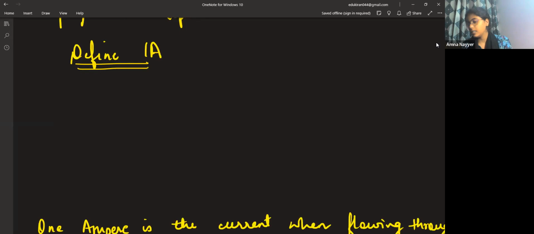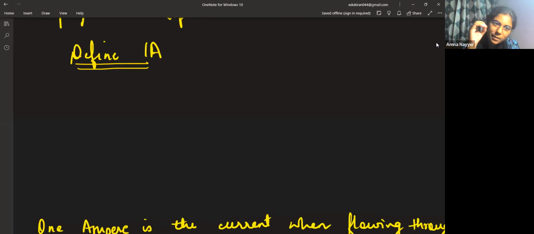Definition of 1 ampere. See, what is the definition of 1 ampere? Whenever a question comes to write the definition of 1 ampere, you have to state it under current electricity. 1 ampere is the amount of current flowing per unit area. That is what you have to define, and the SI unit of it is the ampere.